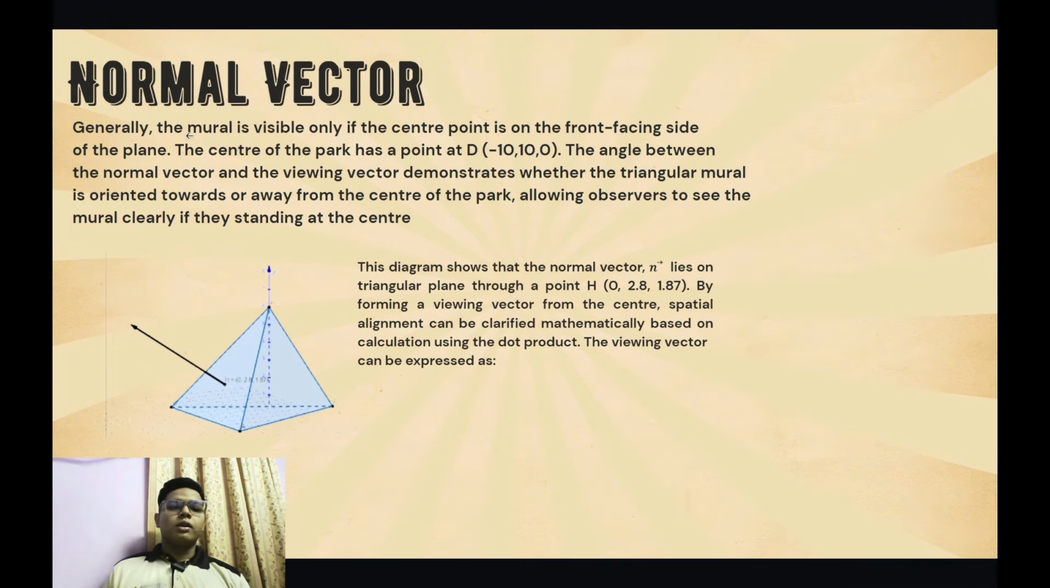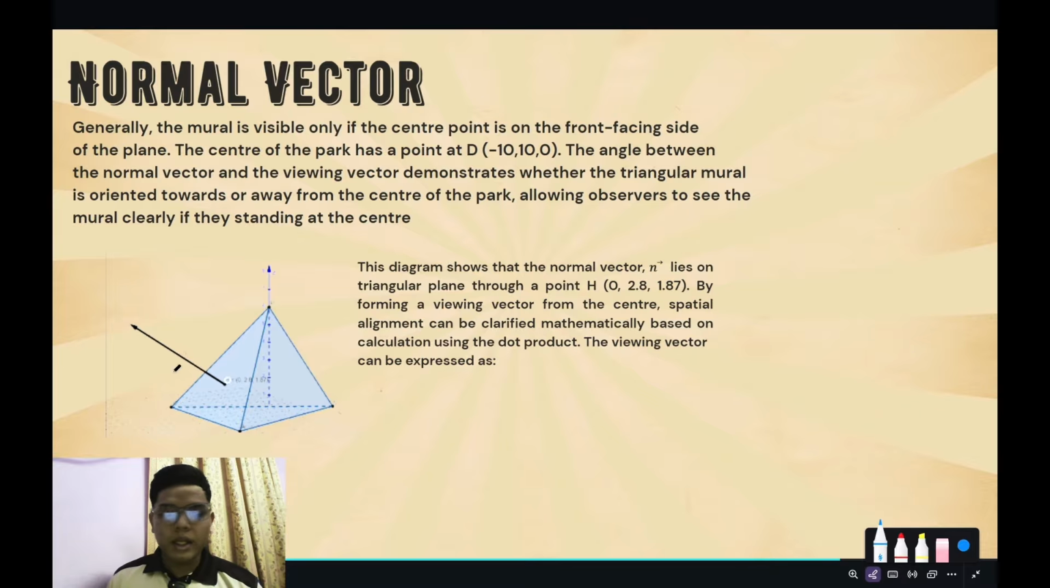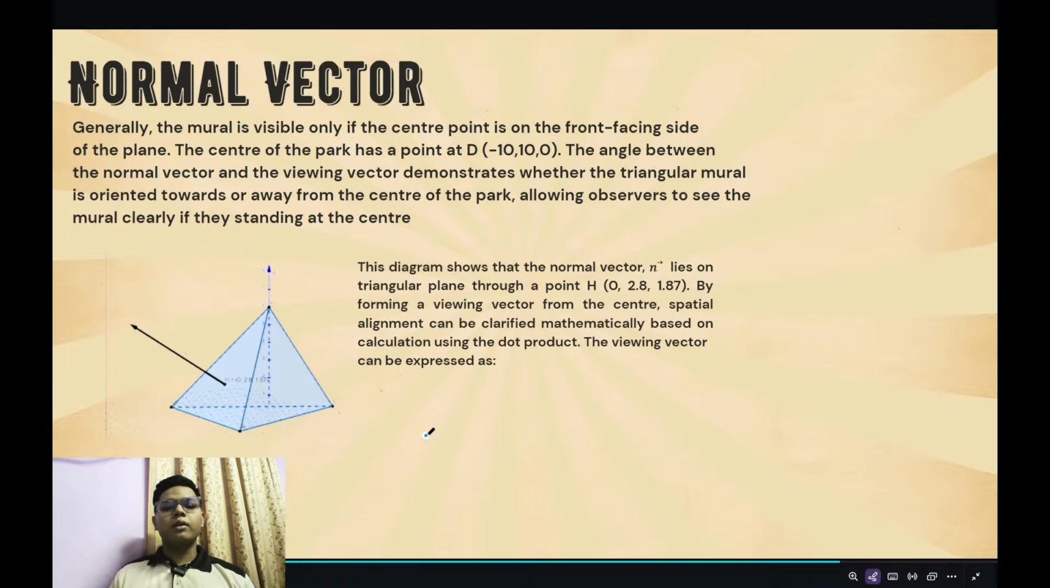Generally, the mural is visible only if the central point is on the front facing side of the plane. The center of the part has a point at D, negative 10, 10, and 0. The angle between the normal vector and the viewing vector demonstrates whether the triangle mural is oriented towards or away from the center of the part, allowing an observer to see the mural clearly if they're standing at the center. Meaning, if we stand at the center of the part, we should see the mural perfectly.